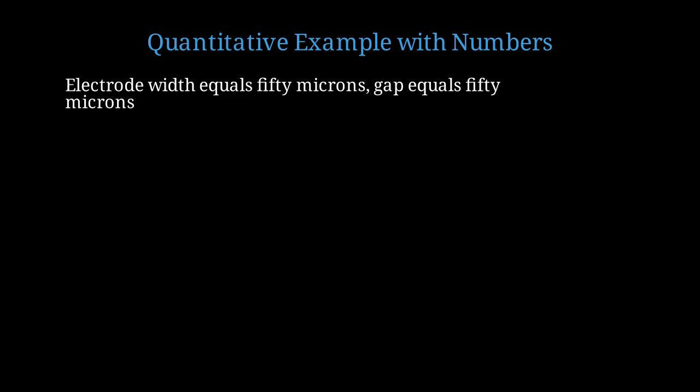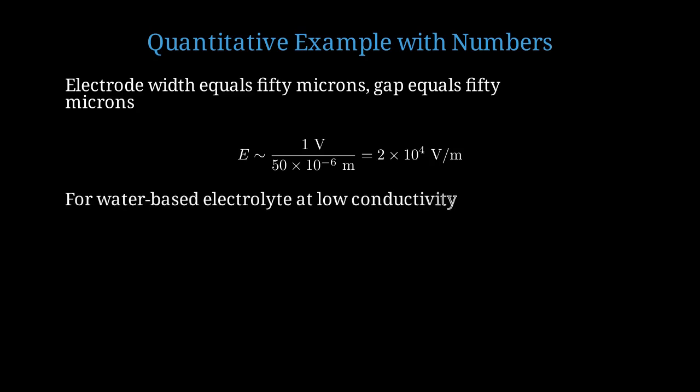Let me give you a quantitative example with real numbers. Electrode width is 50 microns. Gap is also 50 microns. Applied voltage is 1 volt at 10 kHz. The electric field in the gap is roughly 1 volt over 50 microns, which is 2 times 10 to the 4 volts per meter. For a water-based electrolyte at low conductivity, say 0.01 Siemens per meter, ACEO velocity is about 1 mm per second. Electrothermal velocity is only 0.05 mm per second. ACEO dominates by a factor of 20.